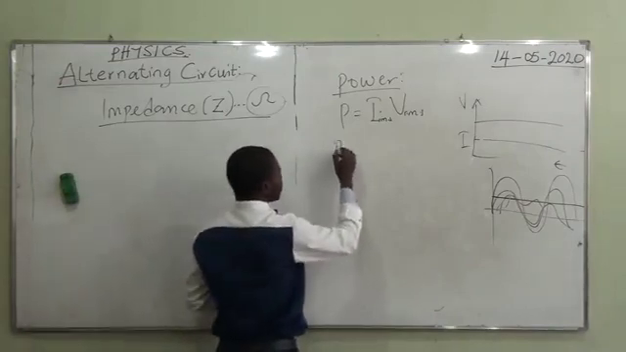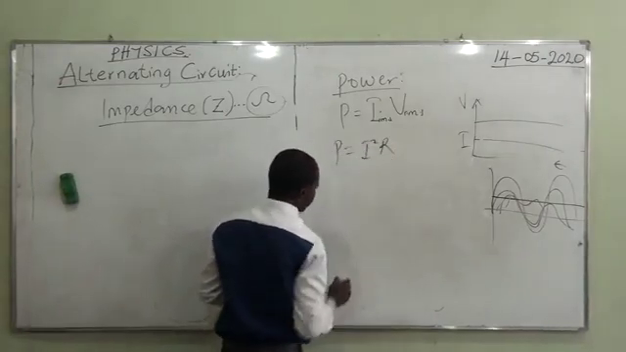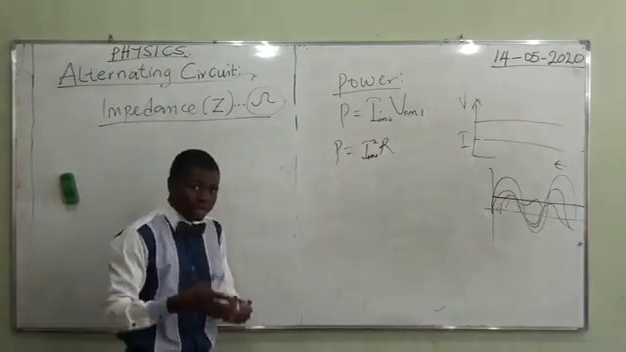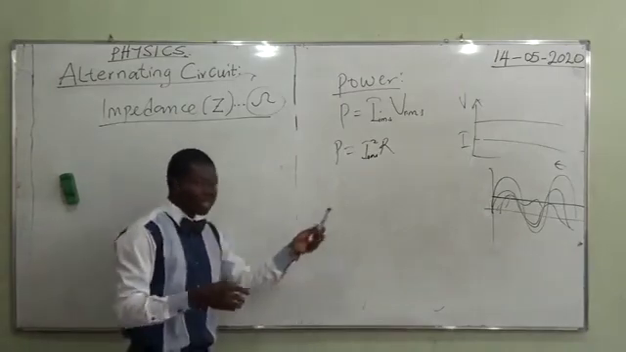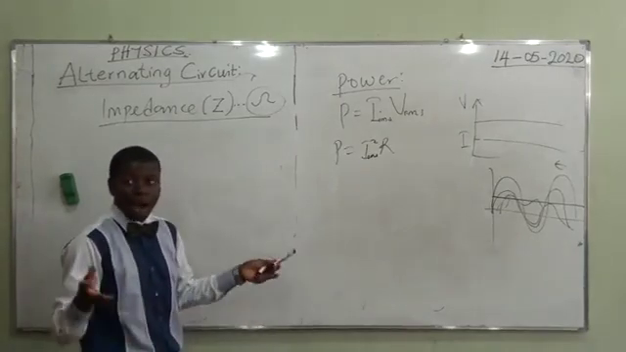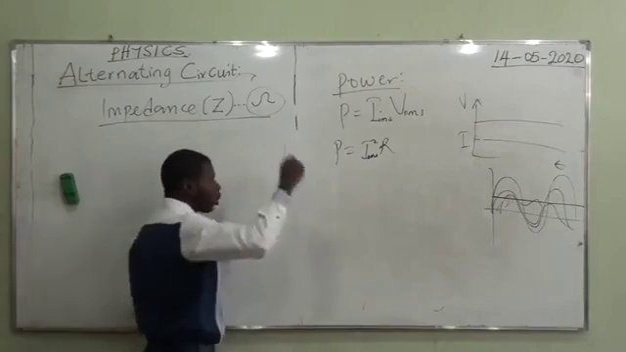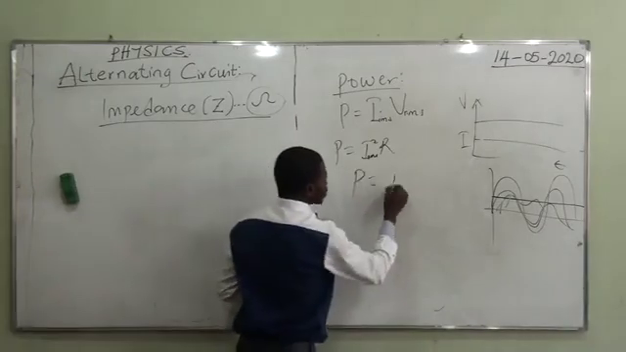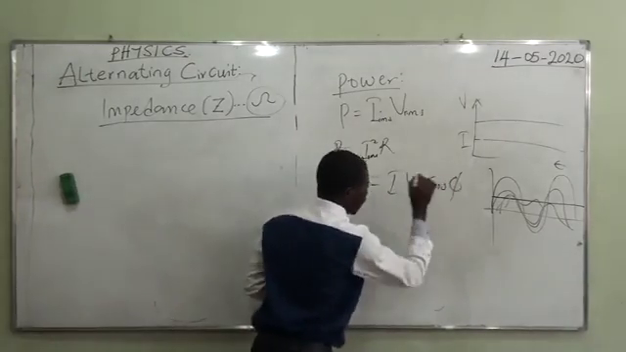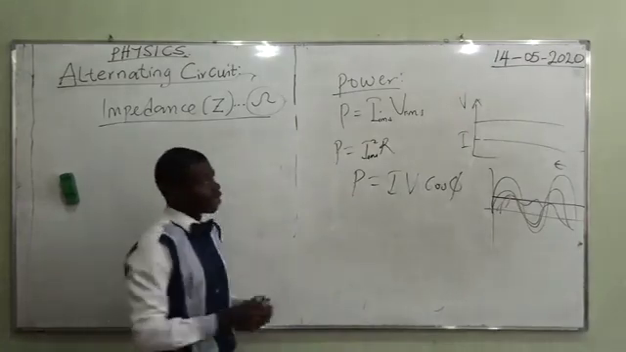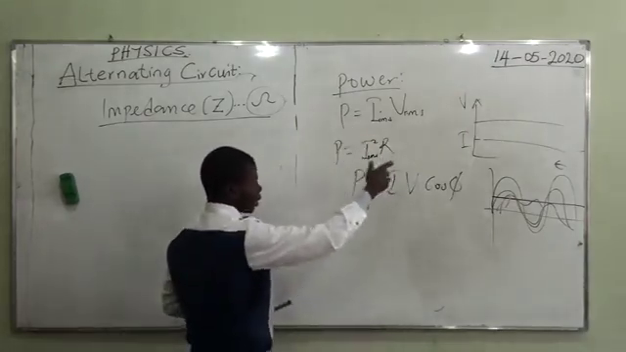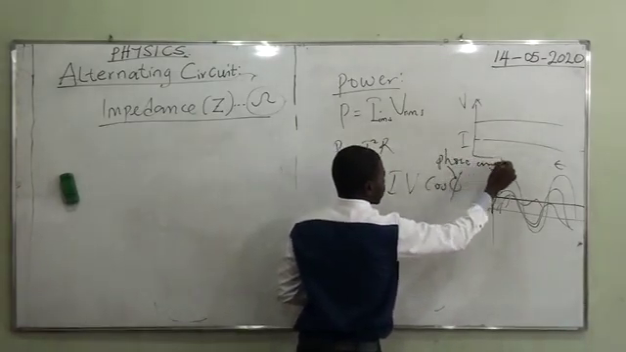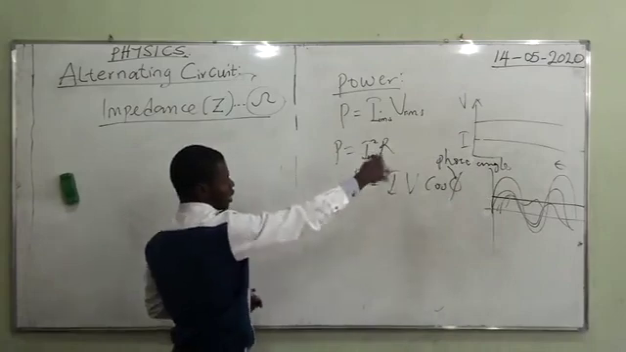And then P is also I squared R. Remember RMS value. Power is only lost or dissipated in a resistive circuit. For a pure inductor and capacitor, there is no power dissipated. How does it work? There's another formula, that P is equal to IV cos phi. Yes, cos phi. You can equally use theta, but we are talking about the phase angle. Don't bother about that, they are saying the same thing.